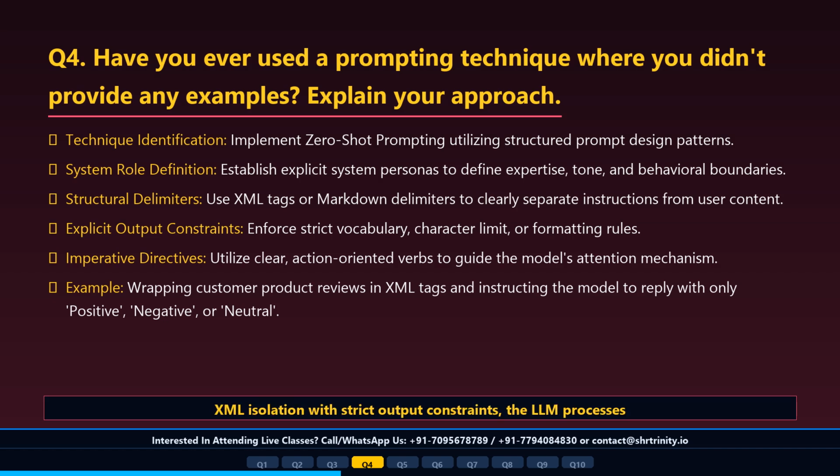By combining XML isolation with strict output constraints, the LLM processes the contextual shift between camera quality and slow shipping, evaluates the dominant sentiment, and returns neutral with 0 extra tokens. In an interview, explaining this level of structural rigor proves that you write production-grade prompts rather than informal conversational text.